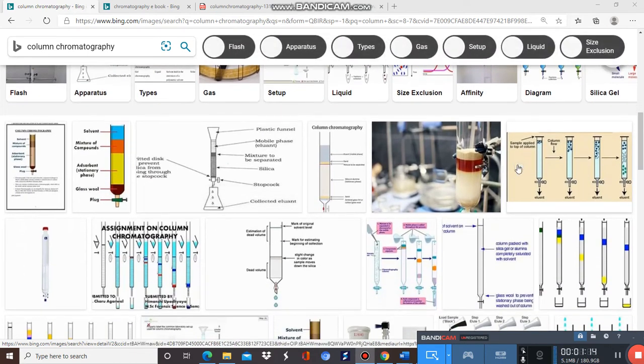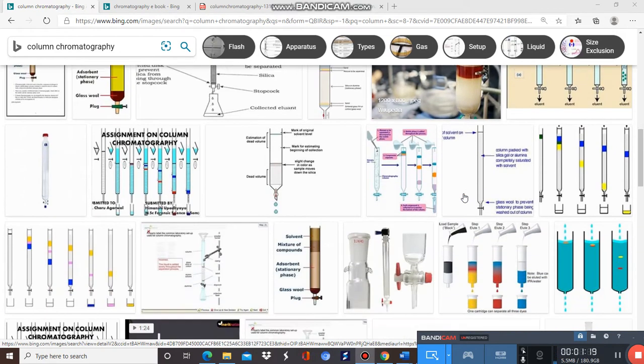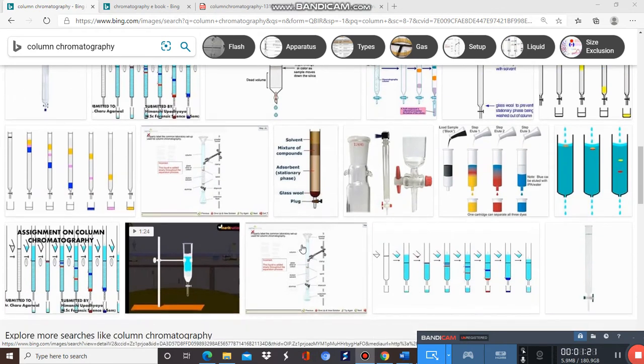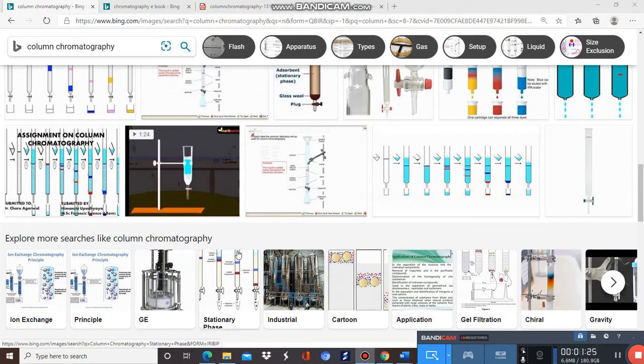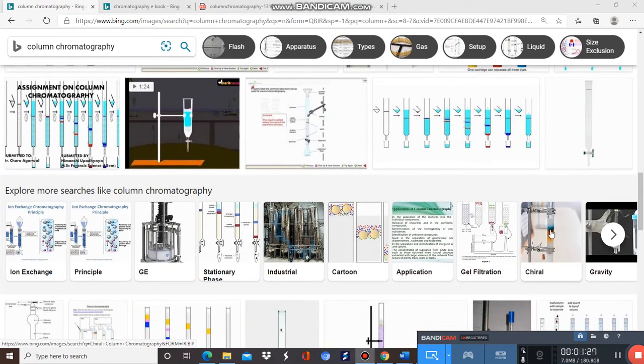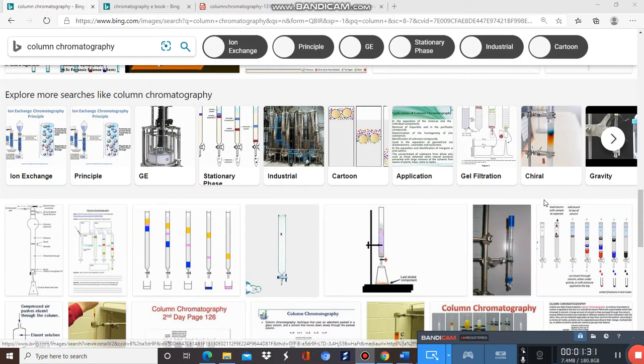Generally in column chromatography, look at this image, a very beautiful photograph of column chromatography. Look at this, again a very important photograph. Column chromatography is generally used for isolation, and largely it is used for purification. Purification of what? Purification of the mixture that is present in a particular extract. Or we can say column chromatography is also used for isolation.